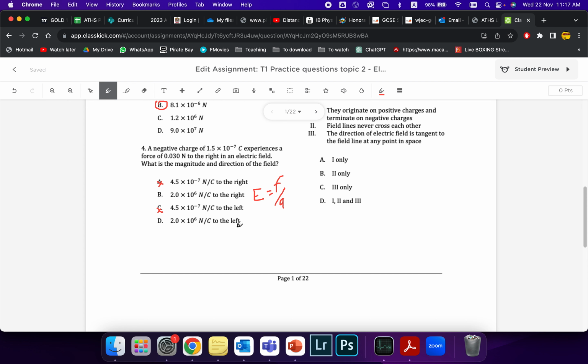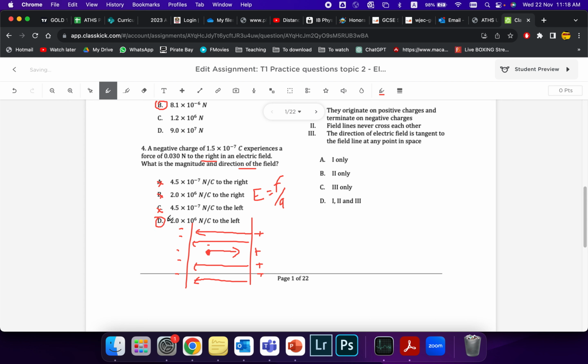Now, is it going to the right or going to the left? Well, let's find out. If I placed a minus charge here and it is going to the right, which one is it attracted to? Well, it should be attracted to the plus side. And that means it'll be repelled by the minus side. If that's the case, the field goes from plus to minus, as we wrote up there. The field is actually going this way. So the direction of the field is to the left. So that means B is also wrong.